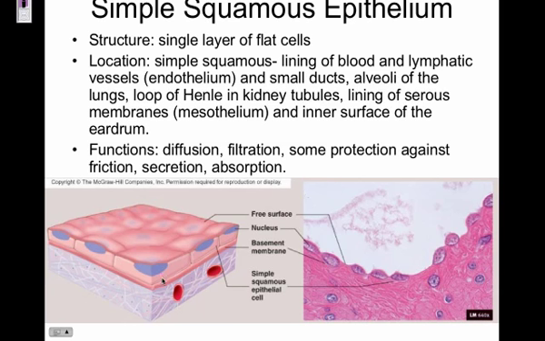So this is a picture. Now this is the actual, what you would see in a microscope. So you can see it, I mean, it doesn't look exactly like a picture, but here is your single layer. So it's simple squamous.